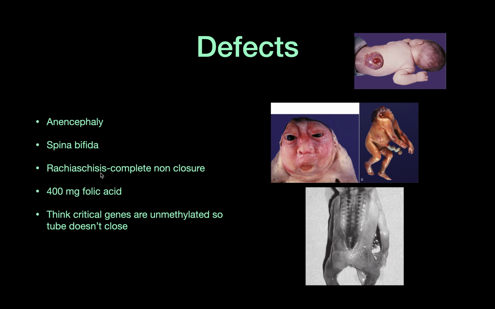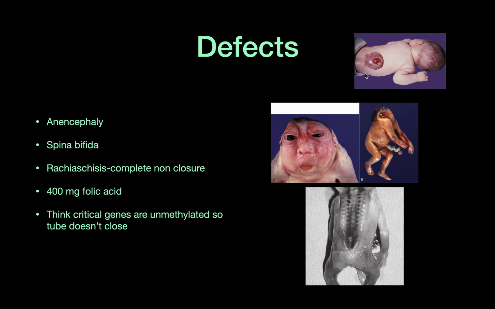Rachischisis is the complete non-closure, so it is a step further than spina bifida. So this is spina bifida. Generally, there's only one portion that is not closed, and then the spinal cord, along with the meninges, will bulge outwards. But here, it's not even closed at all. Look, all of this is exposed.